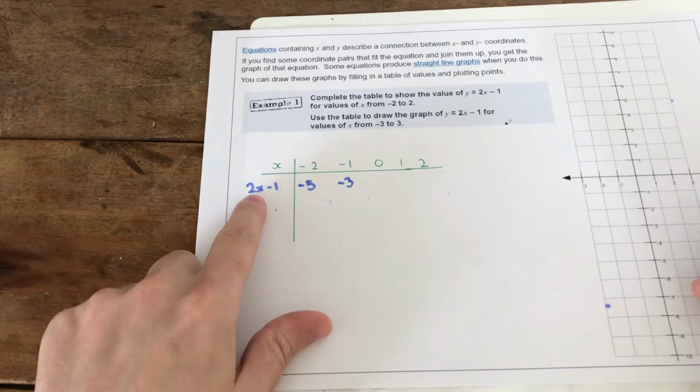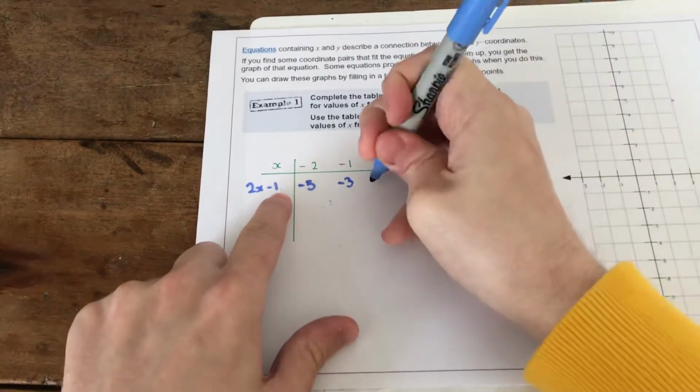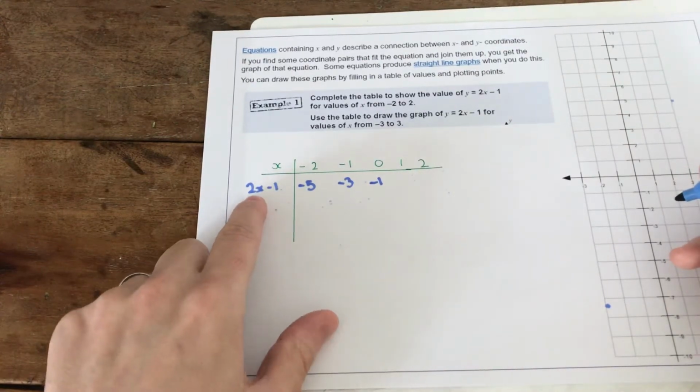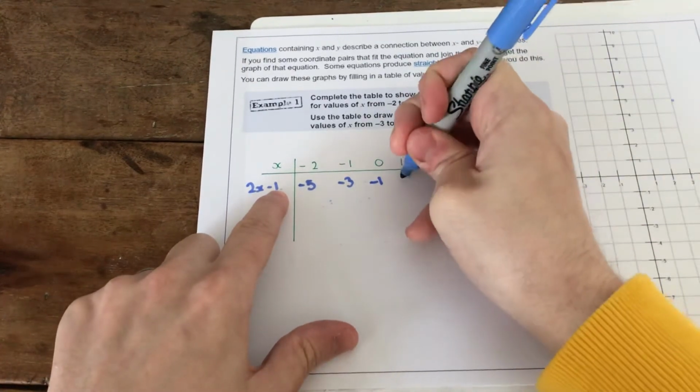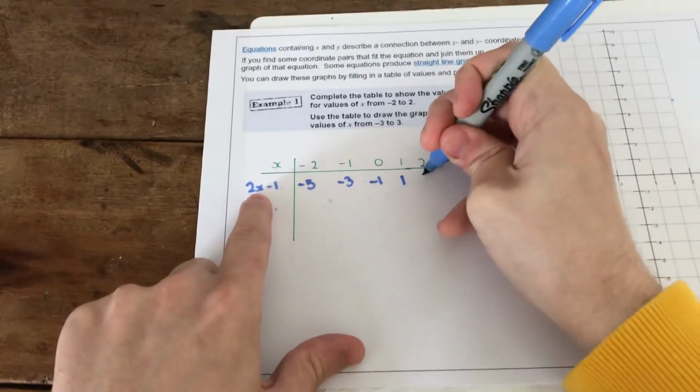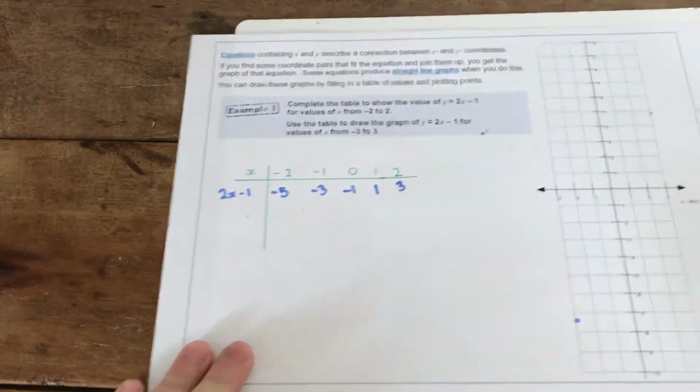0 times 2 is 0. Take away 1 is minus 1. 1 times 2 is 2. Take away 1 is 1. 2 times 2 is 4. Take away 1 is 3.